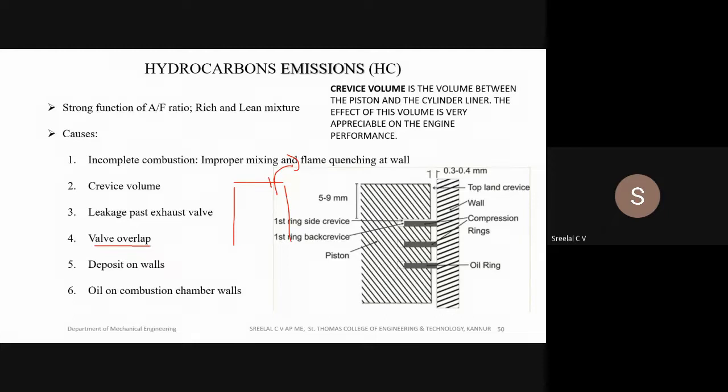What is meant by "just" — you will never get the correct answer in this. At the same time, intake and exhaust at the same time. Yes, very good. So simply we can define valve overlap as the period during the engine operation when both the intake and exhaust valves are open at the same time.